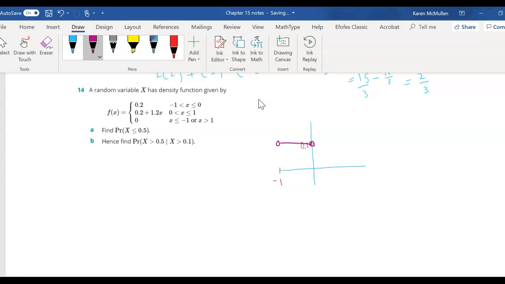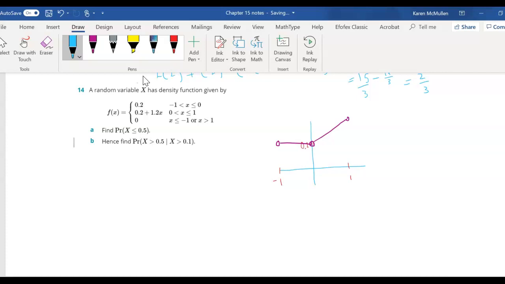So here we have a linear function. So we've got an x-intercept of 0.2 and a gradient of 1.2. So, and that goes to 1. So I'm just going to be a little bit sneaky and put 1 there. Draw my line up to 1. And the y coordinate of that, I just need to substitute 1 into here. So it's going to be 0.2 plus 1.2.